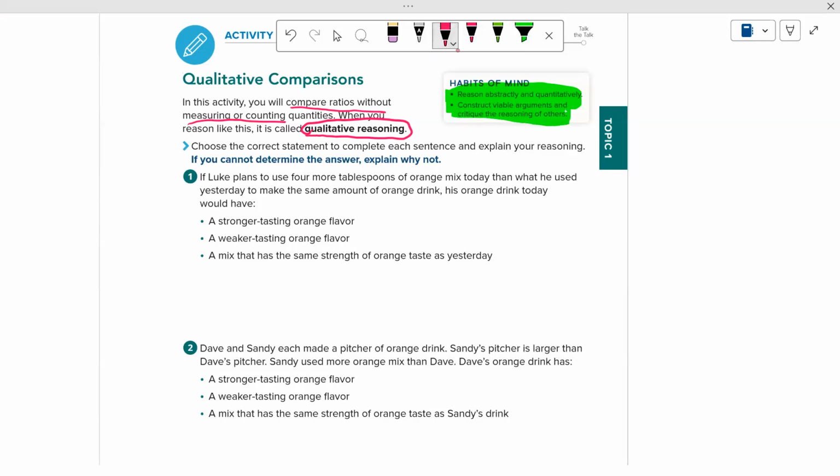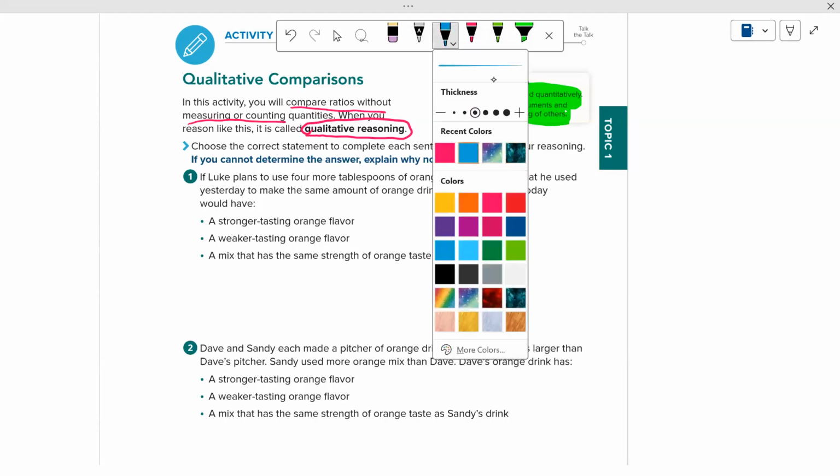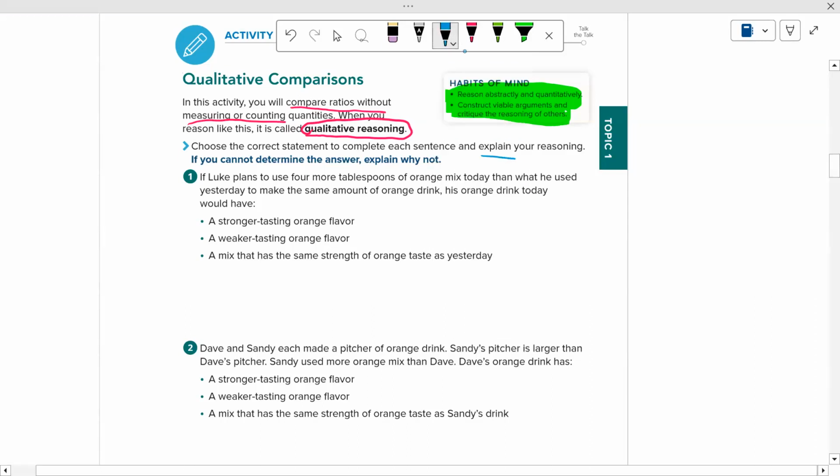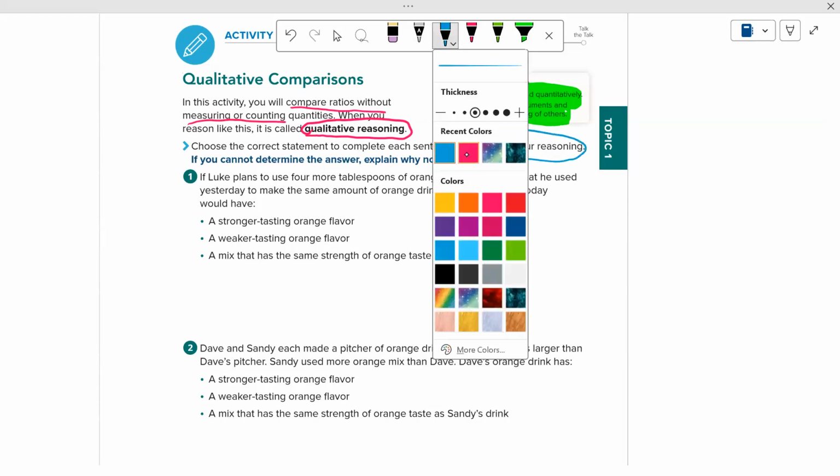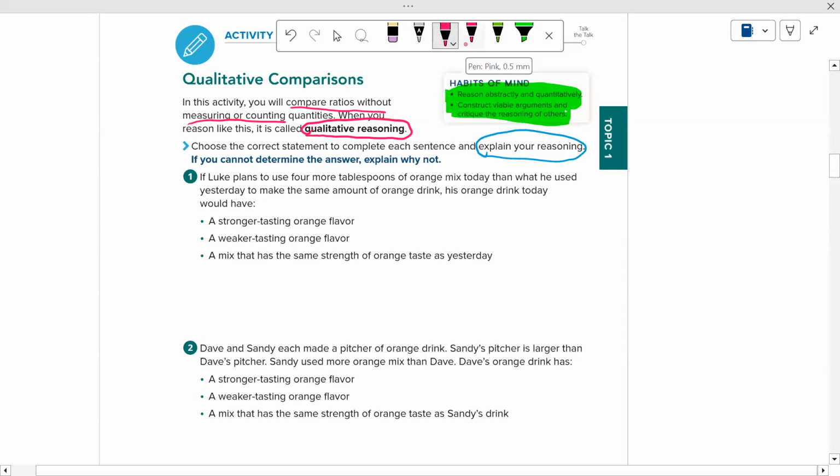I'm sorry, that's really sloppy. I am not good with this little writing pad yet. I'll get there. All right, so we're going to just choose the correct statement to complete each sentence and explain your reasoning. So again, I'm going to do explaining in blue. We have to explain our reasoning. Math is a lot of explaining if you haven't figured that out yet. If you cannot determine the answer, explain why not.